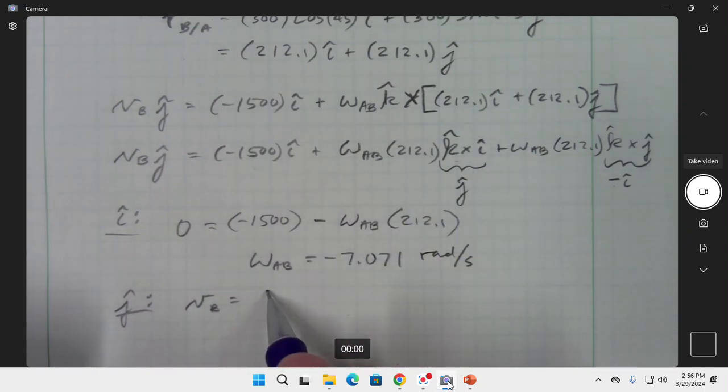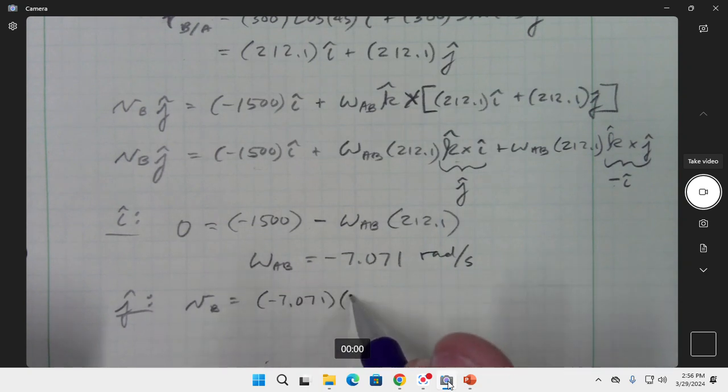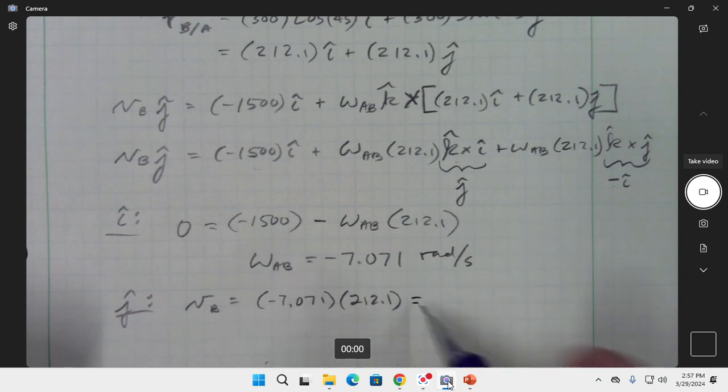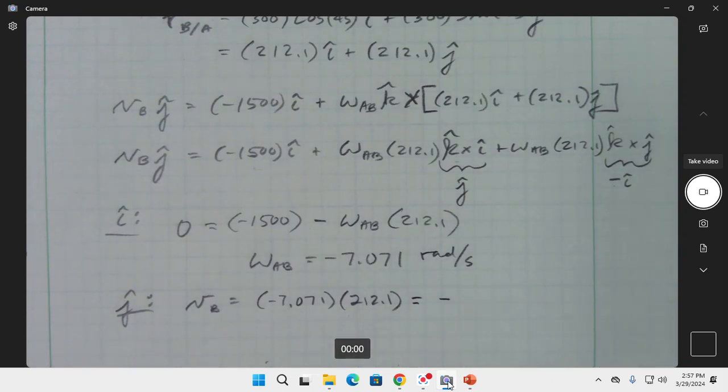So it's just going to be negative 7.071, and it makes sense that it's going downwards. And it should end up equaling the other value, right? It should be 1,500.